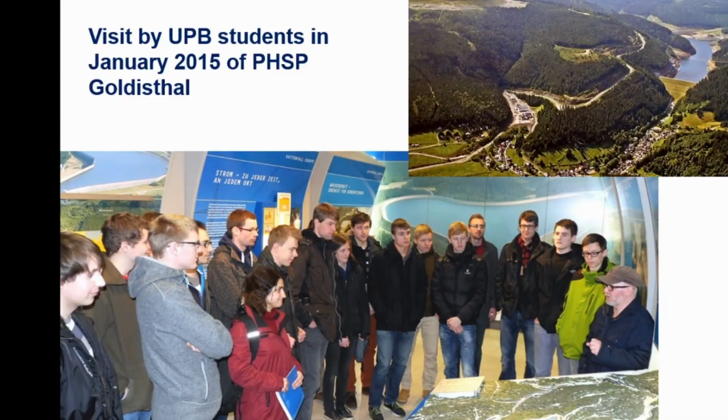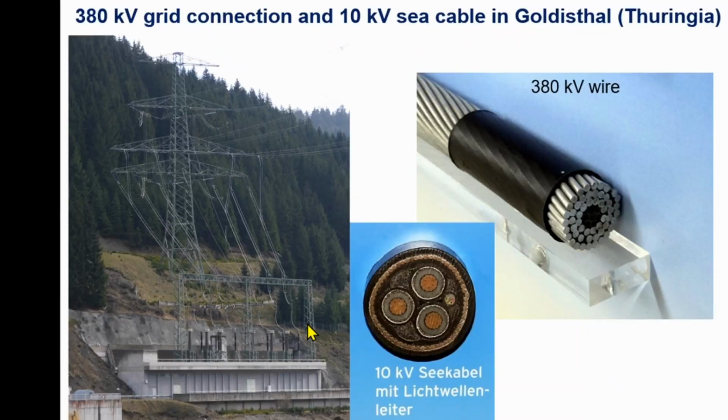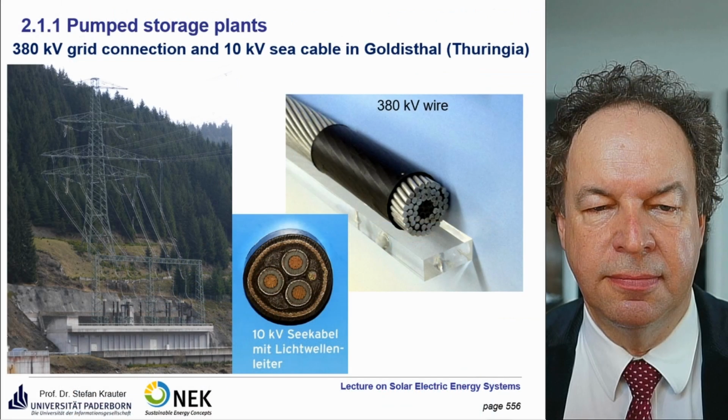Here you see the grid. So here the grid is directly connected to the high voltage transmission wires. In Germany, it's a voltage of 380,000 volts. There's also some lower, mid voltage with 10 kilovolts to supply energy to the city of Goldisthal.